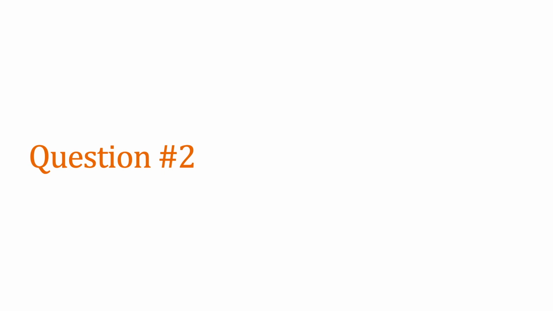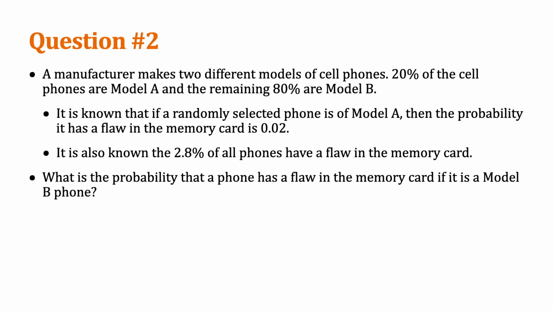Now we have question number 2. Question number 2 says, a manufacturer makes 2 different models of cell phones. 20% of the cell phones are Model A, and the remaining 80% are Model B. It is known that if a randomly selected phone is of Model A, then the probability it has a flaw in the memory card is 0.02.